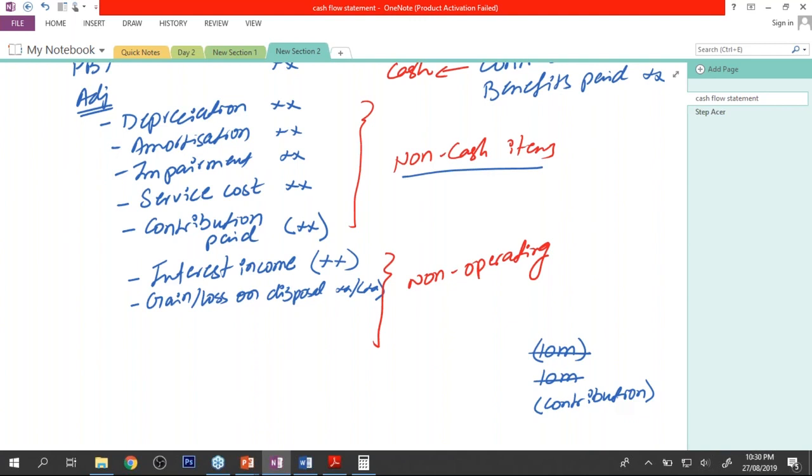Ashida is saying, sir, it's so confusing. How do we know what are non-operating and what are non-cash? Ashida, you don't need to check what is non-cash and what is non-operating. Whenever the question tells you something, you have to identify from that statement what is cash and what is non-cash. And if you have a strong grip on the accounting standards, only then you can identify it better about non-cash and non-operating activities.